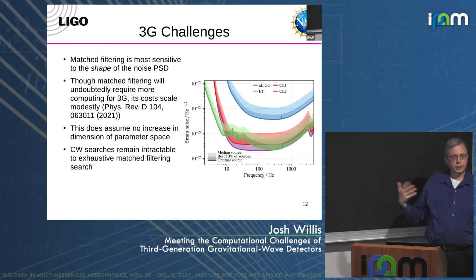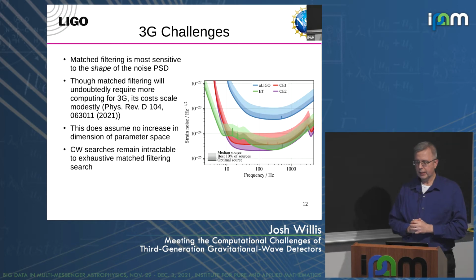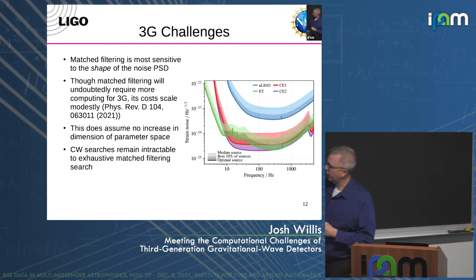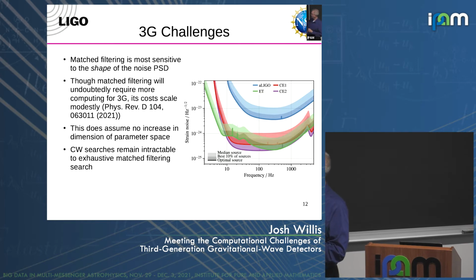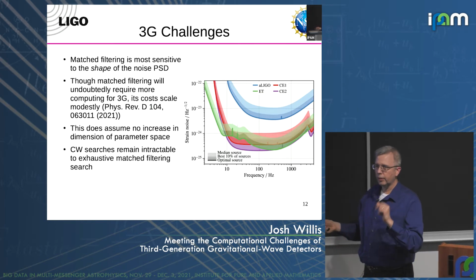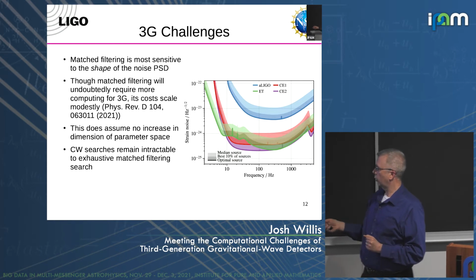One thing to mention, because if you haven't worked on these a lot, it may not be obvious: match filtering is actually most sensitive to the shape of the PSD. So I will try and use my pointer here. If you're on Zoom, I'm looking at this figure off to the right, which comes from the R&D document from the GWIC site that I mentioned.